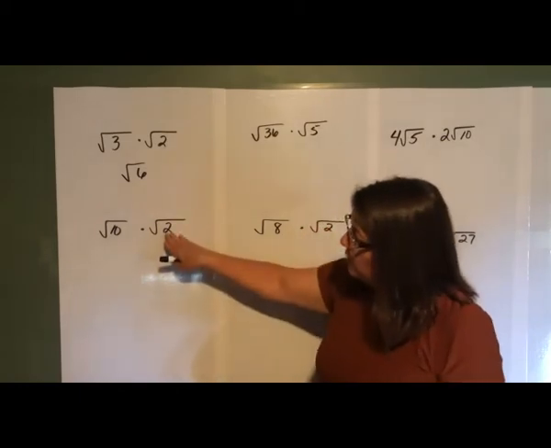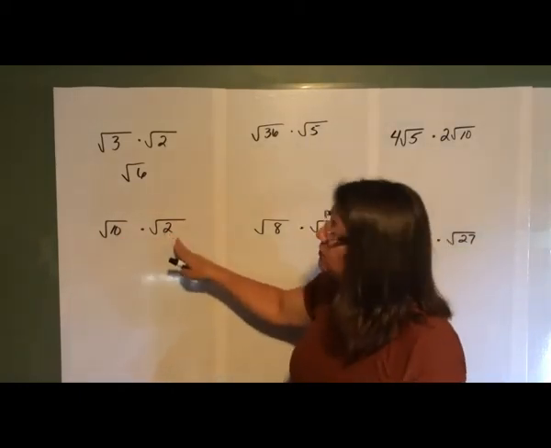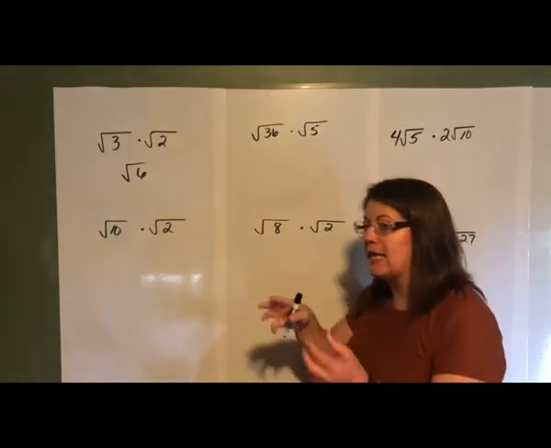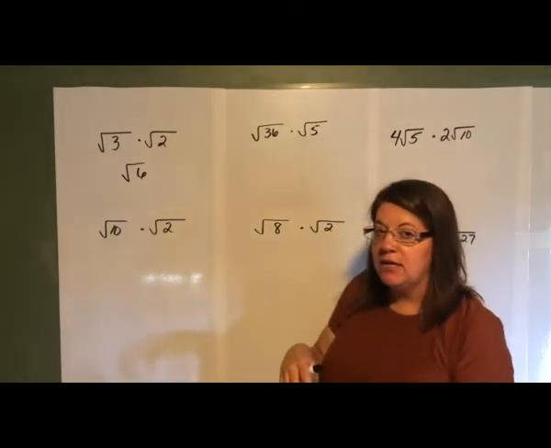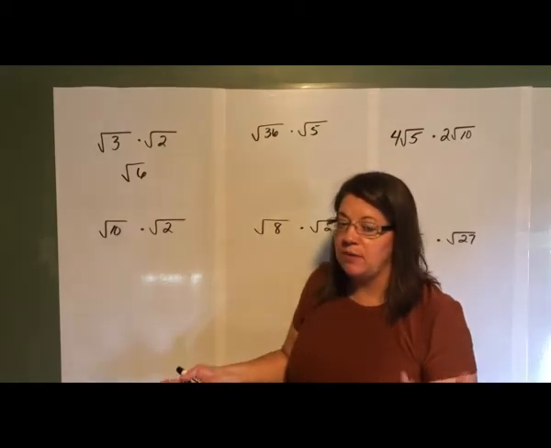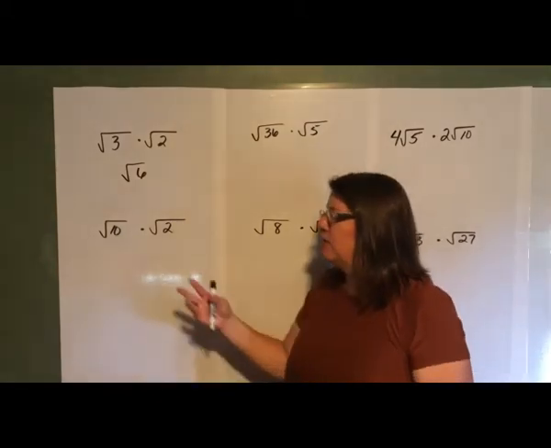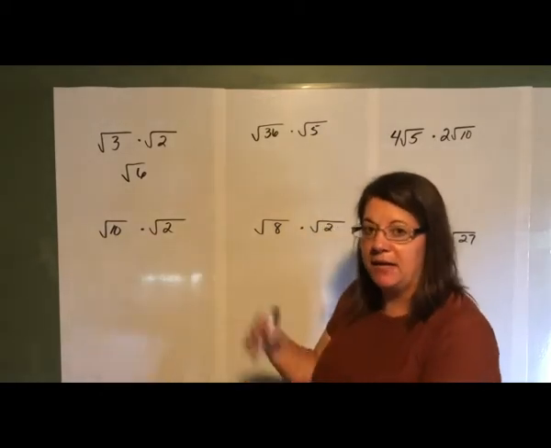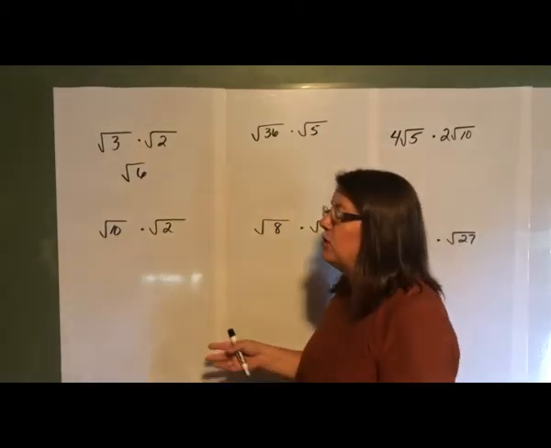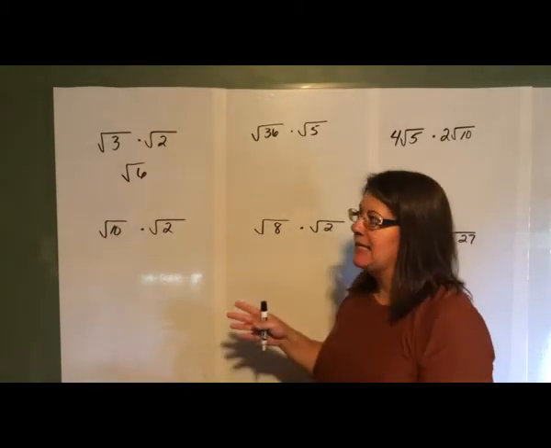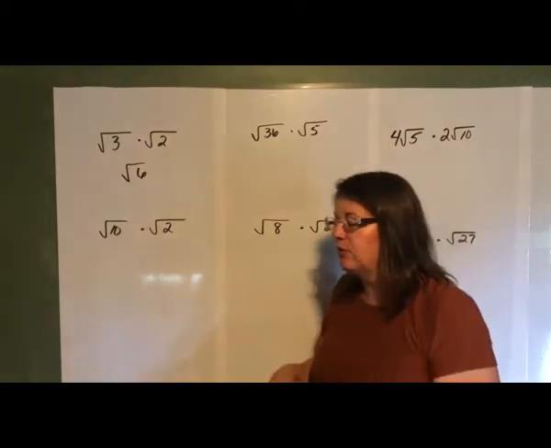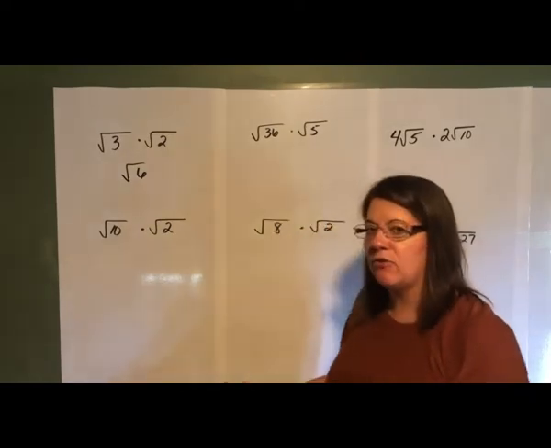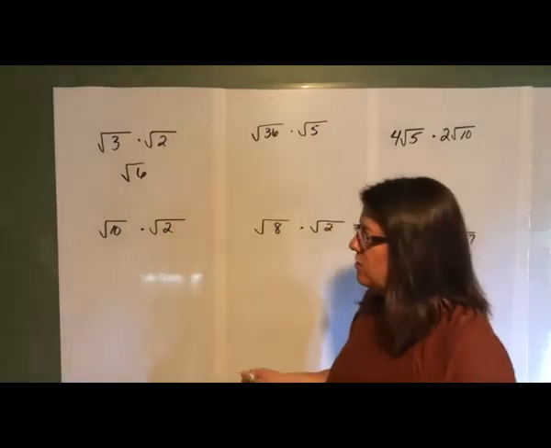For this one, the square root of 10 times the square root of 2. Now, I could break them down first and then combine them, or I can combine them and then break them down. Depending on what you choose to do is up to you. Sometimes, like for this one, there's nothing you can do first, so you're going to have to combine them and then break it down. But sometimes you could break it down first. I tend to multiply them together first and then break down the final, because sometimes that creates less work. It just depends on your preference though.